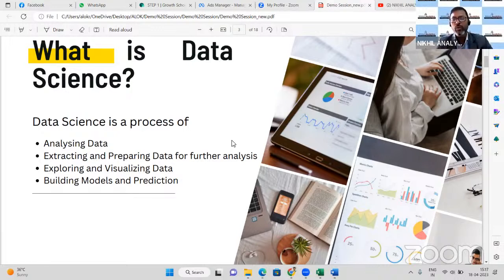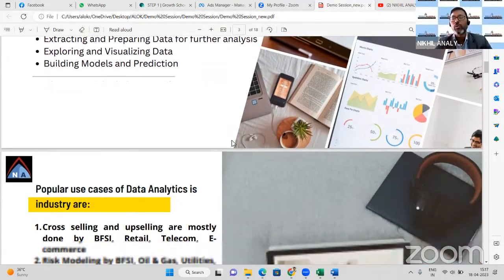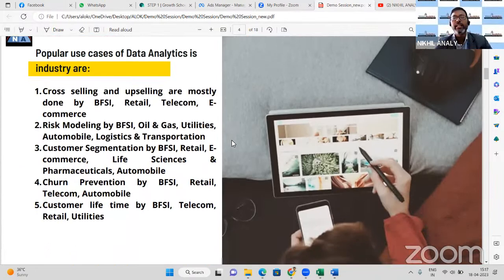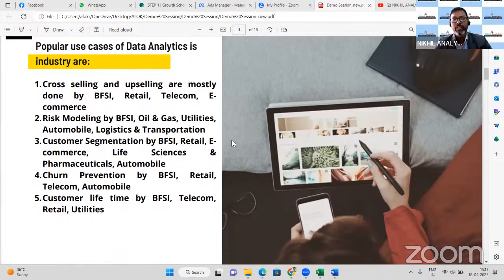Now, theoretically it is okay, we understood what data science and data analytics are, but practically, in real-life work in industry and business, what kind of work will be given? Okay, so let's see some use cases which will help you understand the roles and responsibilities of a data analyst. Popular use cases of data analytics in industries such as BFSI, retail, telecommunications, and e-commerce are cross-selling and upselling.